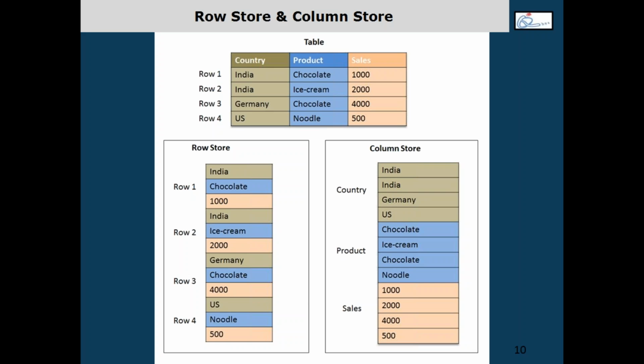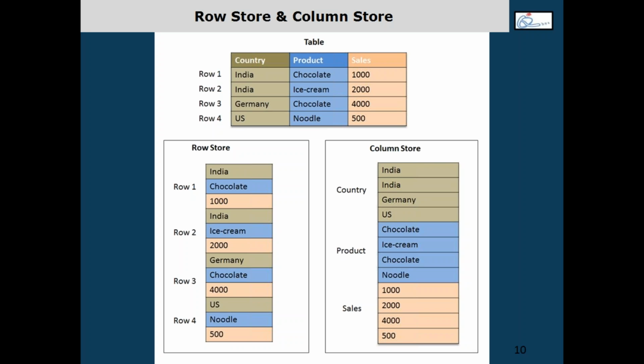Okay, boss? Now next query. I'm trying to run a query like this: select distinct countries from a table. Select countries from table. Now which is faster in this case?